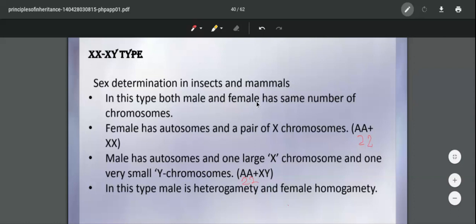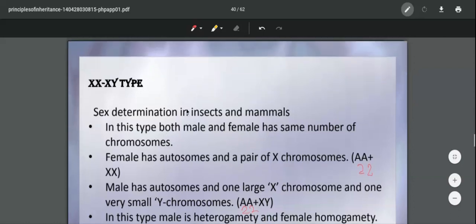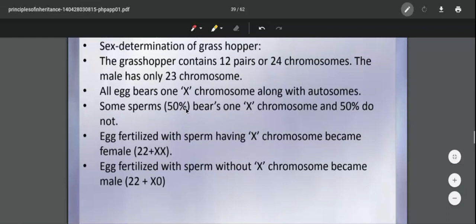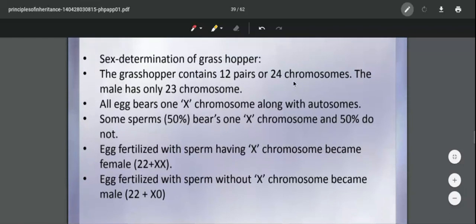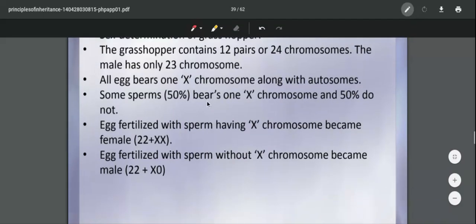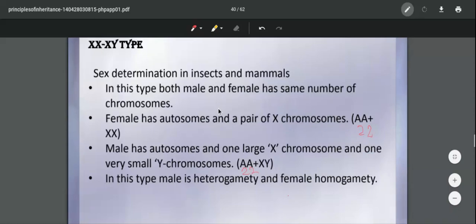Here is our first difference. In this type, both male and female have the same number of chromosomes, whereas in the previous XO type, we said that the females will have 24, whereas males have one less chromosome because it has one less sex chromosome. So here, the first point to remember is that both males and females have the same number of chromosomes.